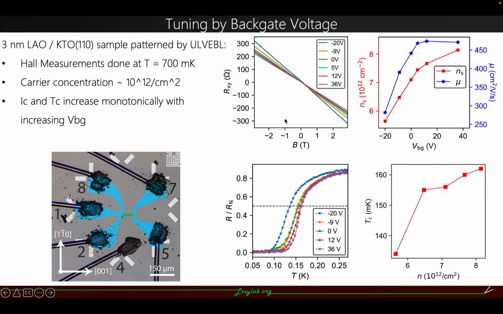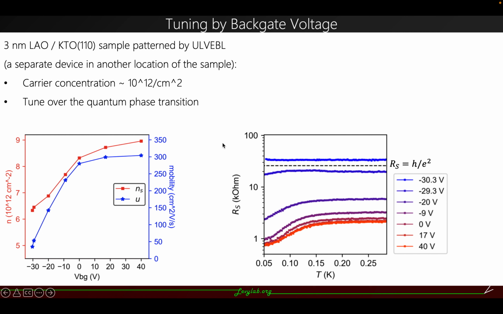Since the dielectric constant of KTO rises up to 5000 at low temperature, we are able to tune our device by applying a backgate voltage. From the Hall measurement at 700 millikelvin, we can extract the carrier concentration and mobility. Carrier concentration can be tuned from 6 to 8 times 10 to the 12th per centimeter squared, which is one order of magnitude lower than previously reported in van der Pauw measurements at the KTO 110 and 111 interface. We think the low carrier concentration can be related to the low Tc of this device. In this graph of normalized resistance versus temperature, we can extract that the Tc also increases monotonically with carrier concentration, indicating the device is at an underdoped regime.